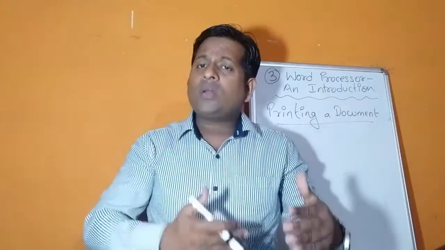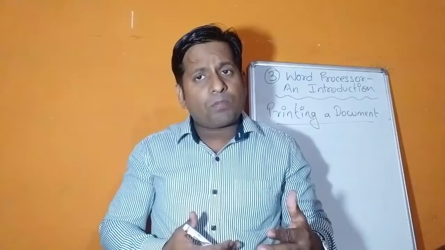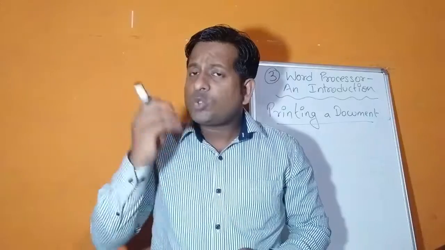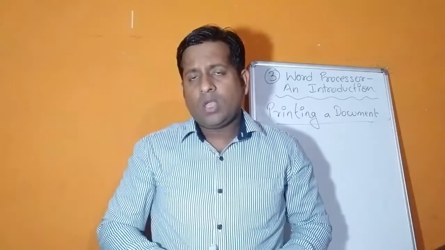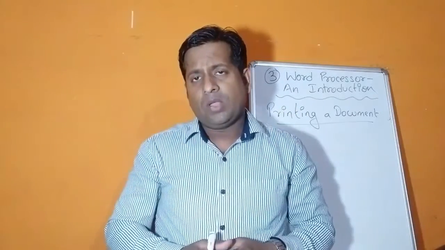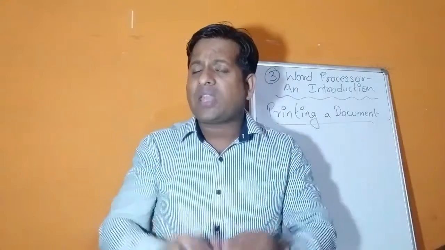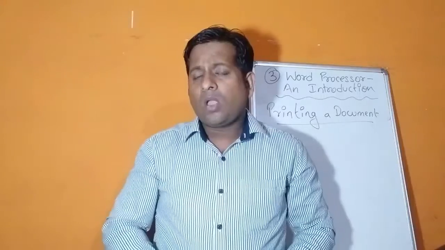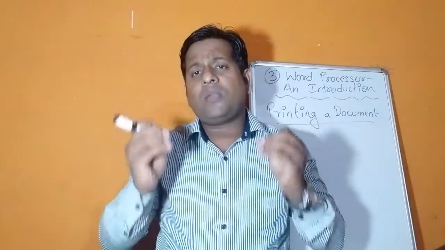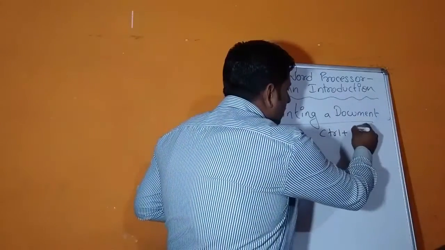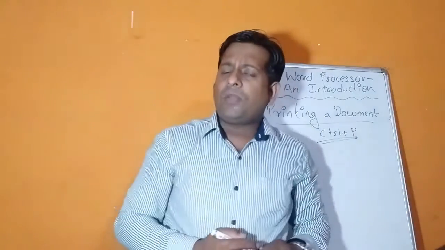When you want that particular text on a piece of paper, you need a printer to be connected. Printer is a hardware device. The printer should be connected to the computer. If the printer is connected, you can give a print command. The print option is available in the File tab or File menu. Or we can use the shortcut, Ctrl plus P for print.